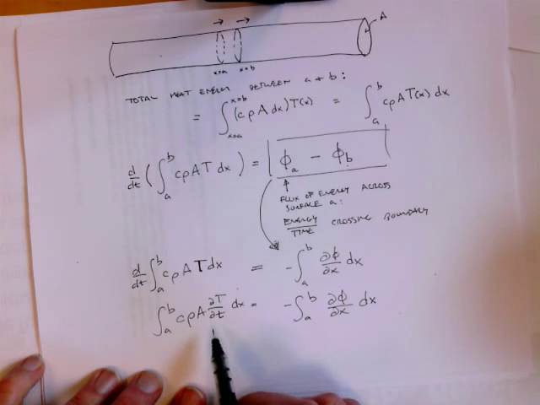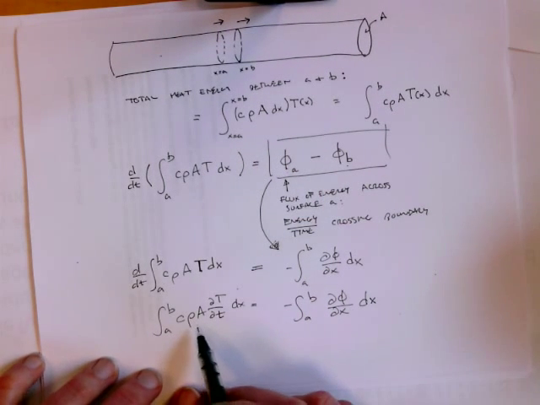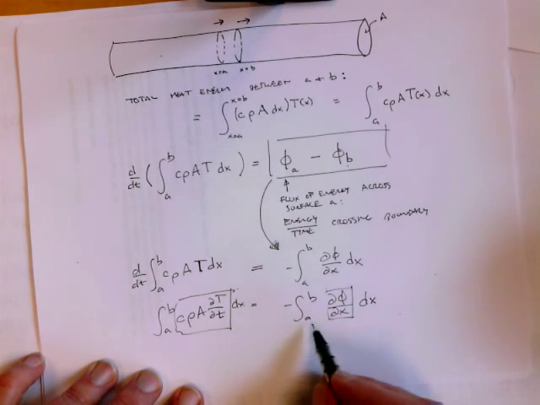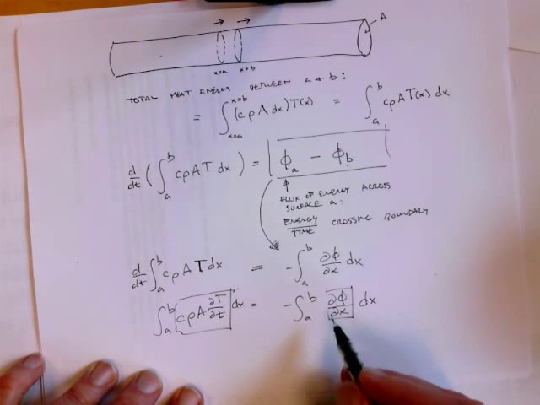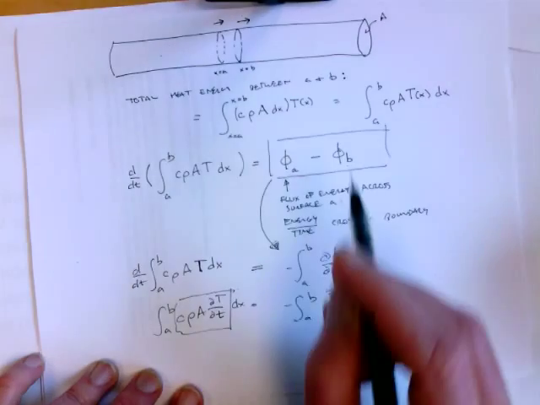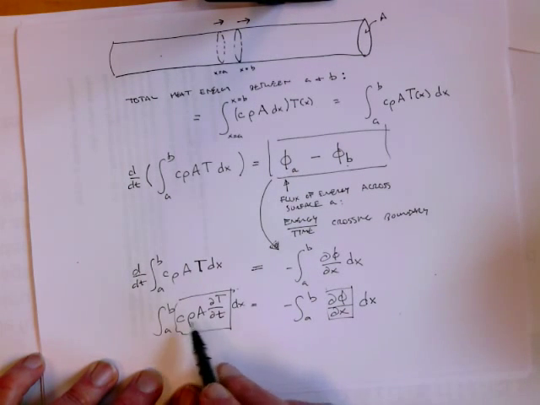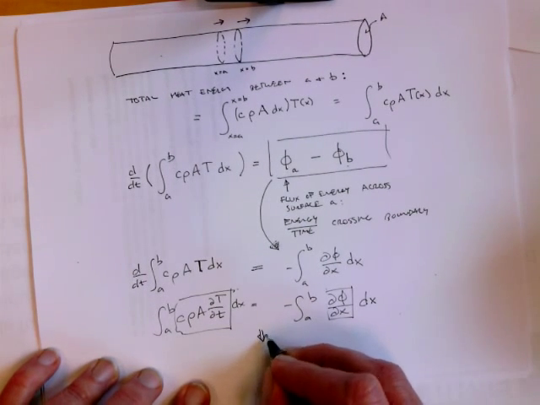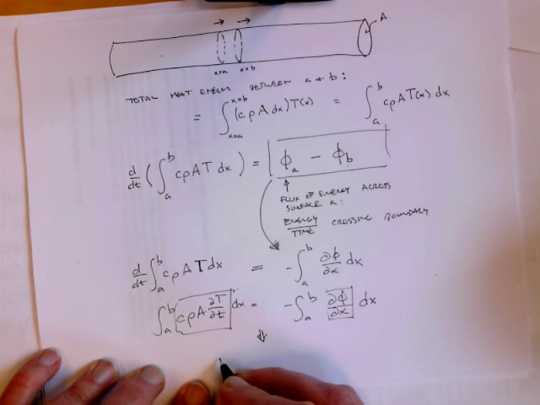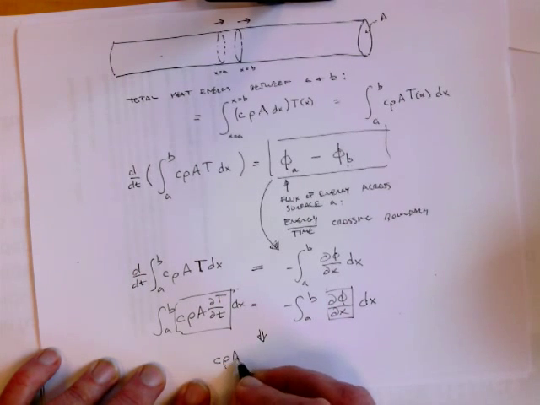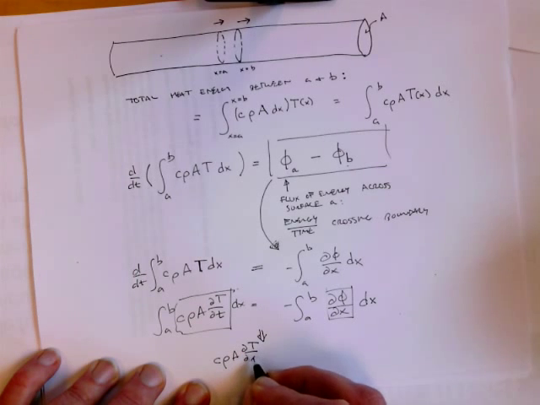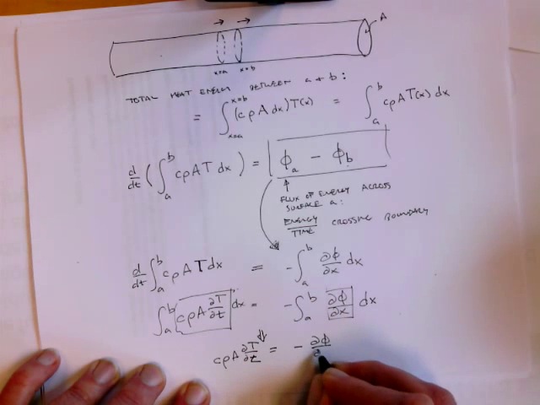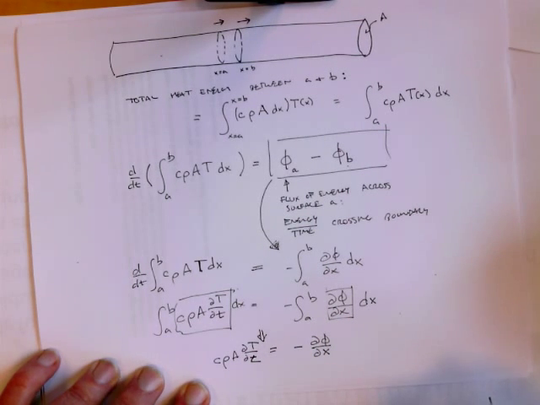Well, if I look at these integrals, I have the same limits of integration, right? So it must be the case that this argument is equal to this argument, because of course these limits of integration are arbitrary. I can make a be whatever I want, I can make b be whatever I want, and still the left-hand integral would equal the right-hand integral. So we've gone from an integral statement to one that we can state in a differential way: c times rho times A times the partial of the temperature with respect to time must be equal to minus the partial of the energy flux with respect to position.